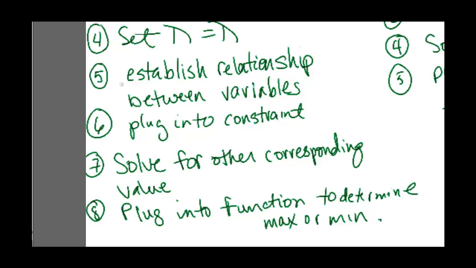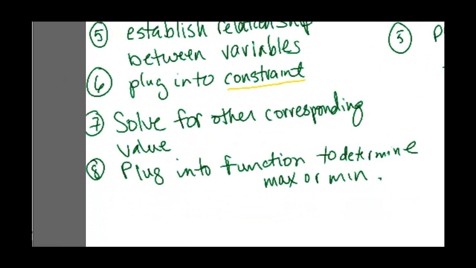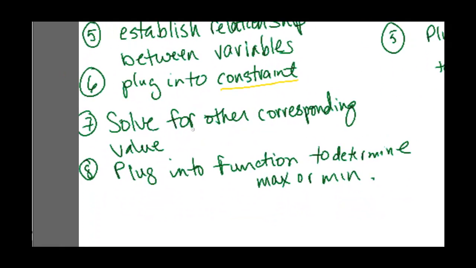Plug into the constraint. Again, the constraint's the one that's equal to the number, your g of x. Once you've got your constraint all in terms of one variable, solve for the value and then solve for the other value that corresponds to the value you just found. Then you plug into your original function, the f of x, y, and if it's got z as well, to determine the maximum.